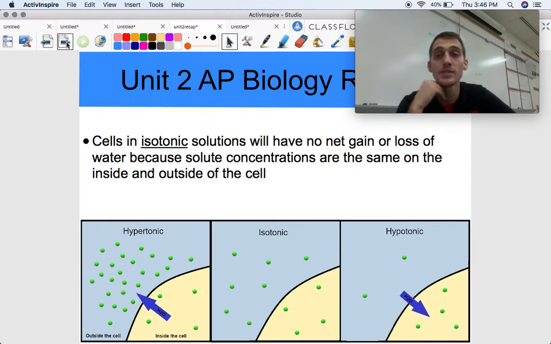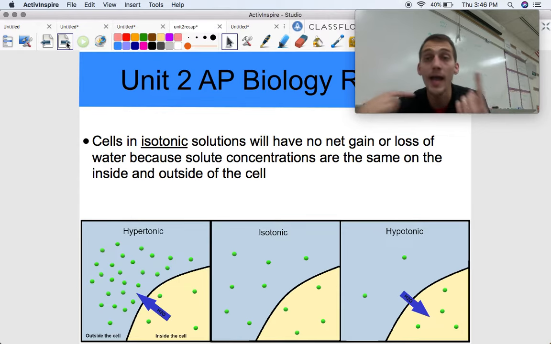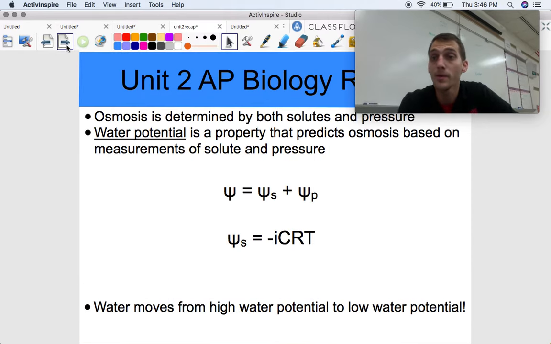If you're an animal cell, what you want to be is isotonic. Cells in isotonic solutions will have no net gain or loss of water because solute concentrations are the same on the inside and the outside of the cell. There's no net gain of water and no net loss of water. Water's still going in and out, but there's not more of it being taken in or taken out. That means it's pretty balanced, and that's what you want if you're an animal cell. You're not going to blow up. You're not going to shrivel up.